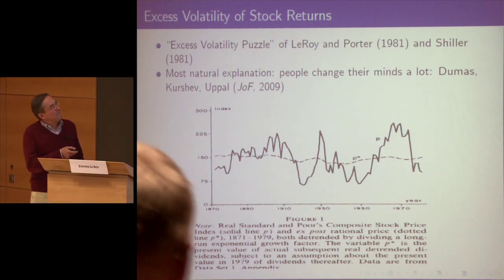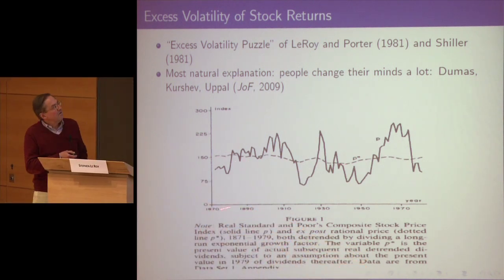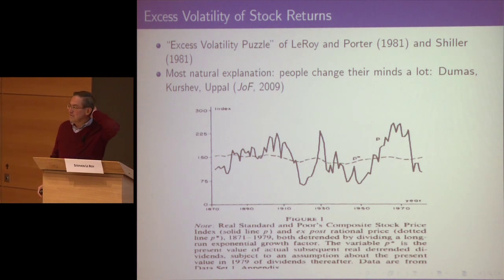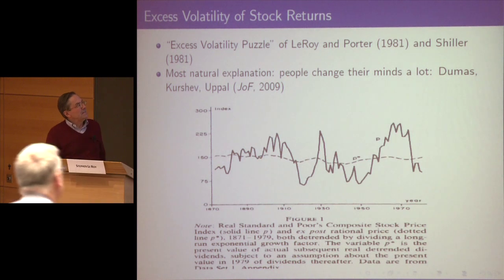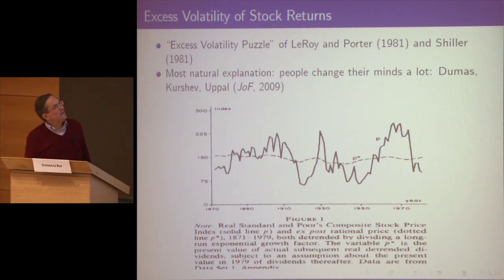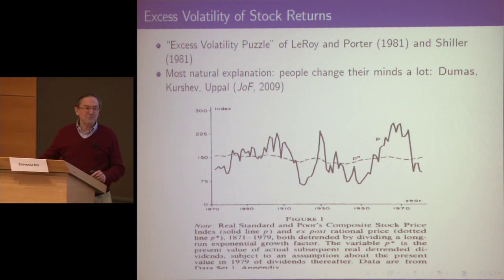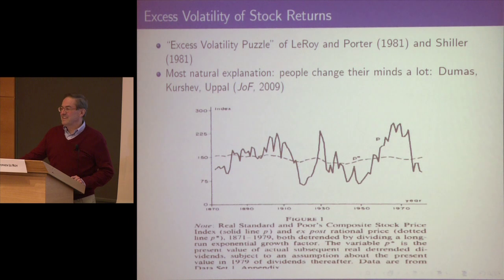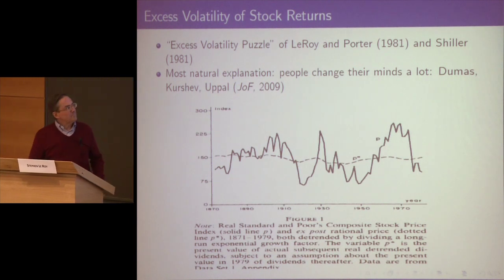And this diagram, of course, represents over a century P star, which is the present discounted value of realized dividends, and P, which is the stock market S&P 500 index, both of them detrended. P should be less volatile than P star, and it's obvious to the plain eye that the opposite is true.